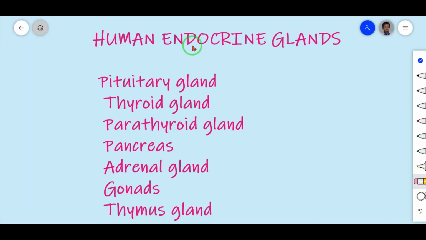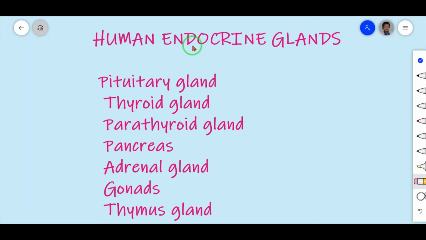First, let's see what endocrine glands are. An endocrine gland is an organ that makes hormones that are released directly into the blood and travel to tissues and organs all over the body. These glands control many body functions, including growth and development, metabolism and fertility. These glands are called ductless glands. Their secretions are called hormones, which are produced in very minute quantities.